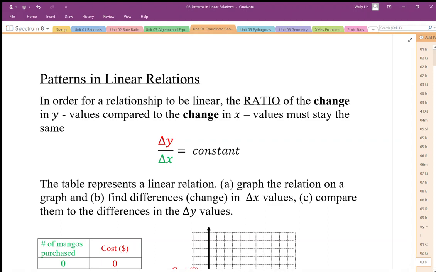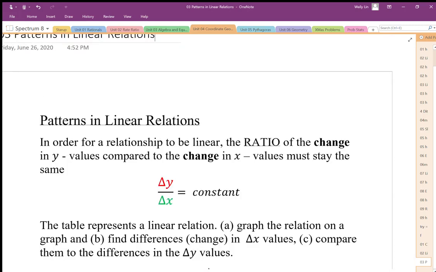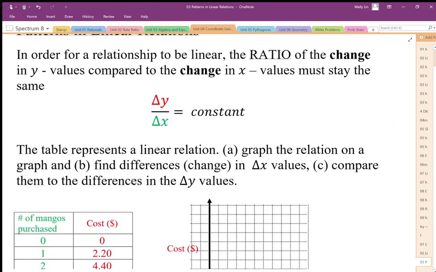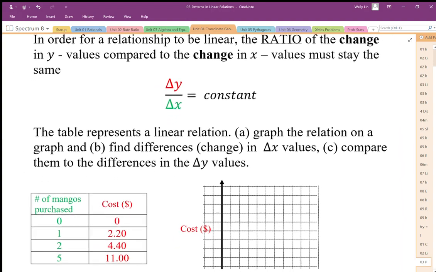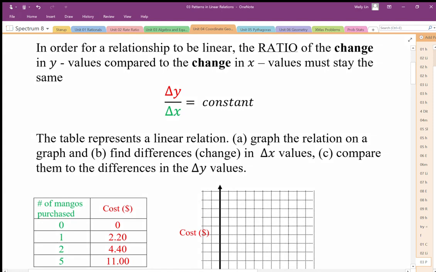So what is it that gives a linear relationship its straight line pattern? It is the ratio of change when we compare the change in the y values compared to the change in the x values. If that ratio of change is constant, our line will give us a straight line pattern. And again, it's really important to understand it is not the x and the y coordinates. It is a change in the x and y coordinates that give us this linear pattern.